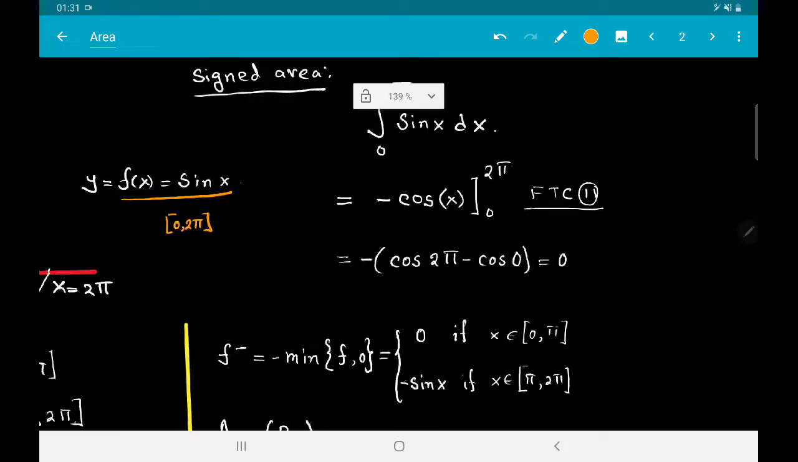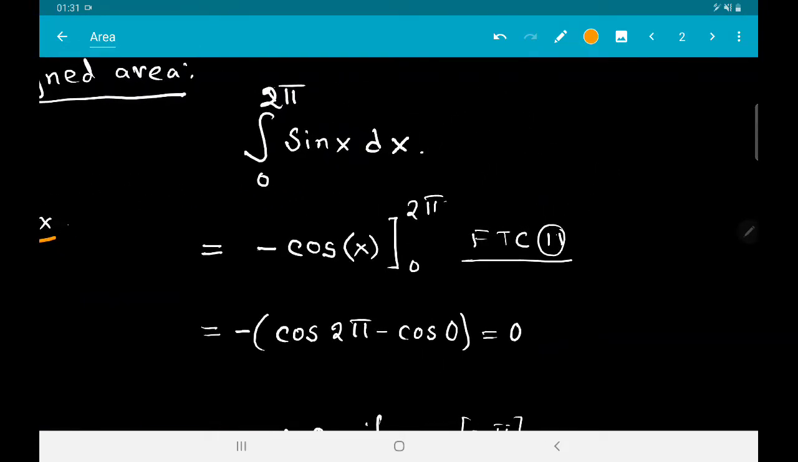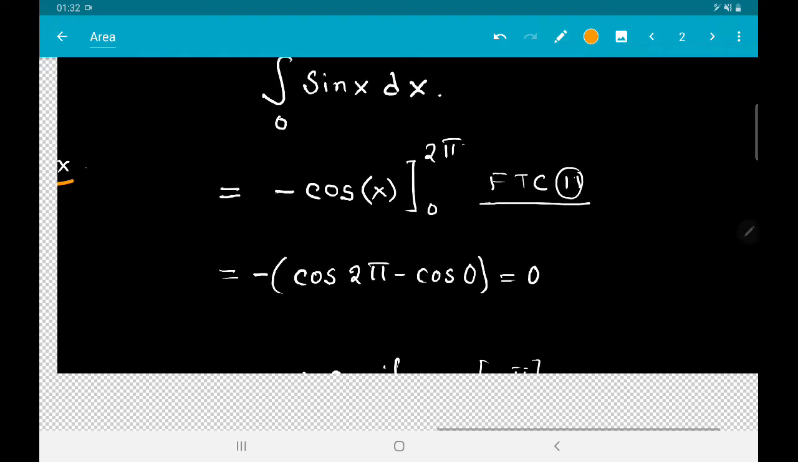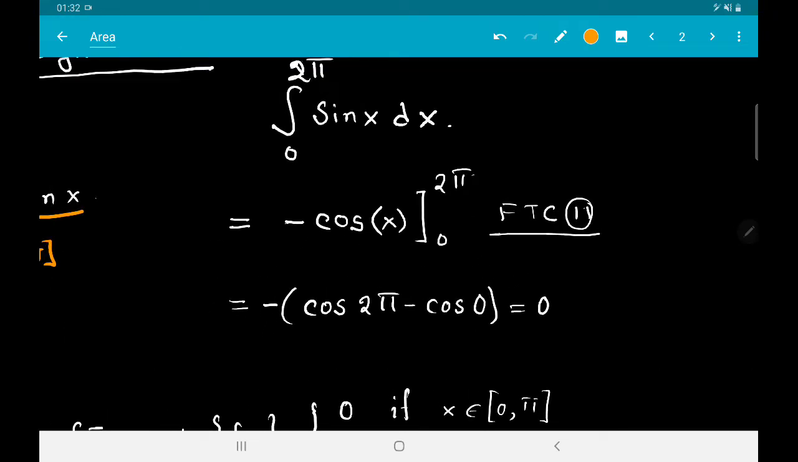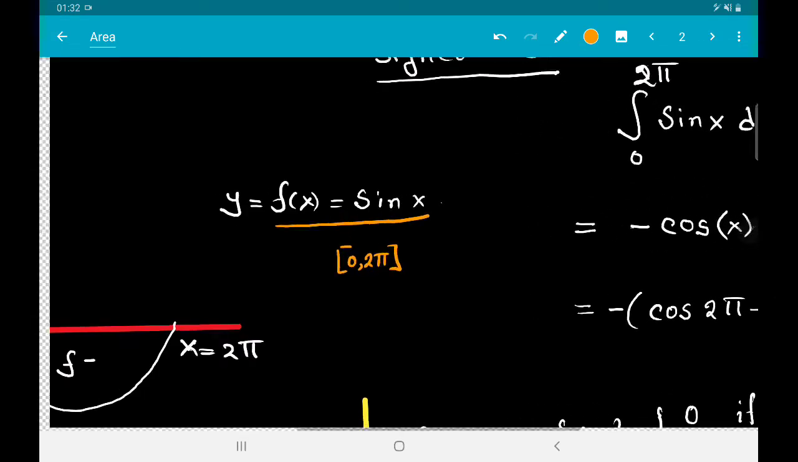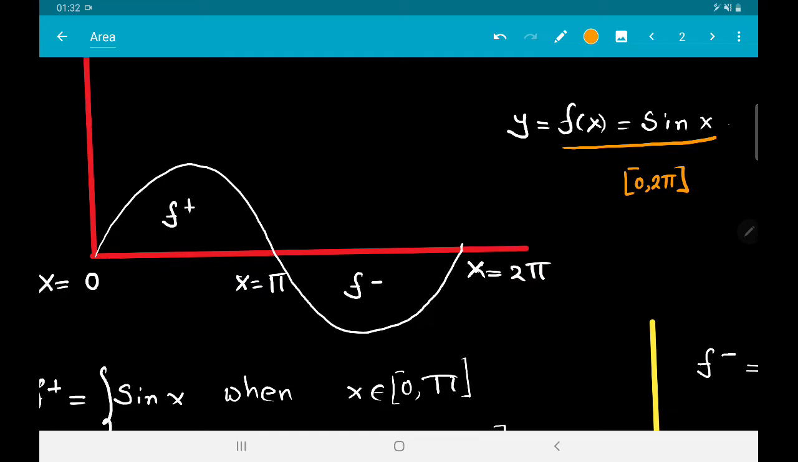Let me show you what the integration of sine x turns out to be when we integrate the function in the interval 0 to 2 pi. By a simple application of the second part of FTC, you could see that the integral becomes 0. So what does it mean? It means that the area we have taken here, which is the area of R_f plus, and this is R_f minus, are equal and they cancel each other.